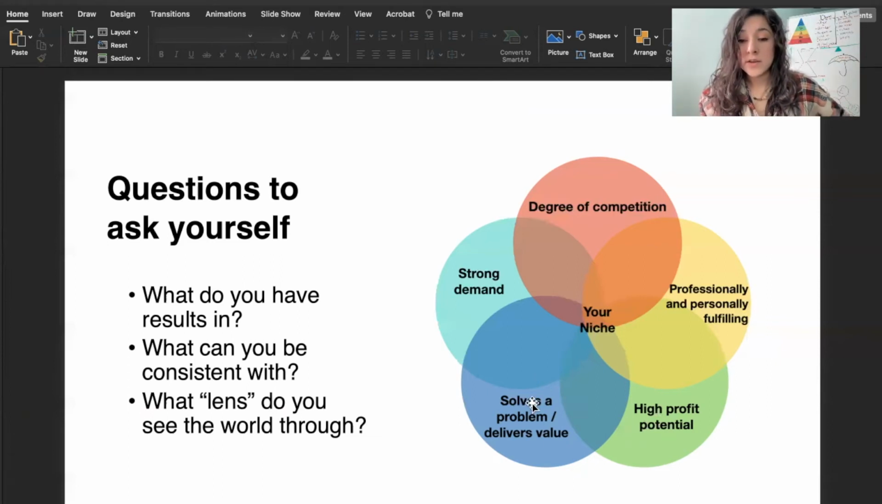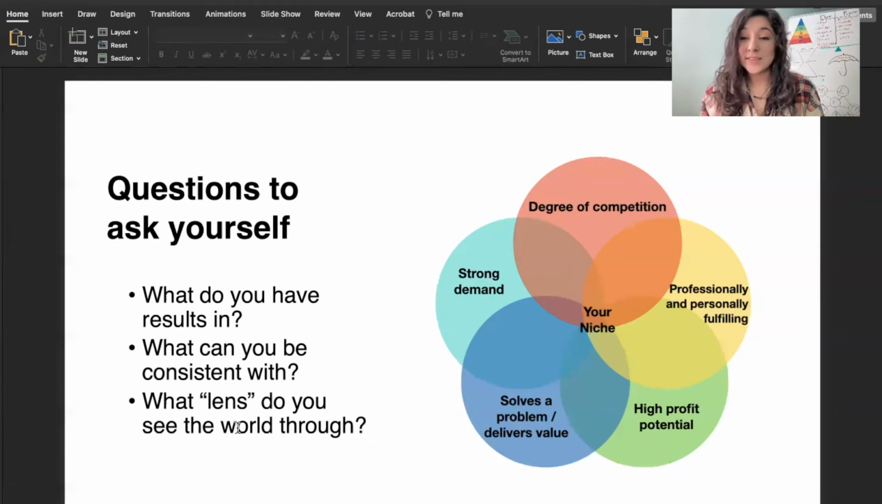So moving forward, does your niche solve a problem or deliver value? We already talked about that one a lot. So super important for YouTube. If it doesn't, then very low chance for success here. And of course, is there a strong demand? Now, a few more questions to ask yourself to help you get clarity is, first off, what do you have results in? Because if you have results in something, then you can help others get those results as well. Moving forward, what can you be consistent with? So could you imagine yourself creating videos every week about this niche that you have in mind?